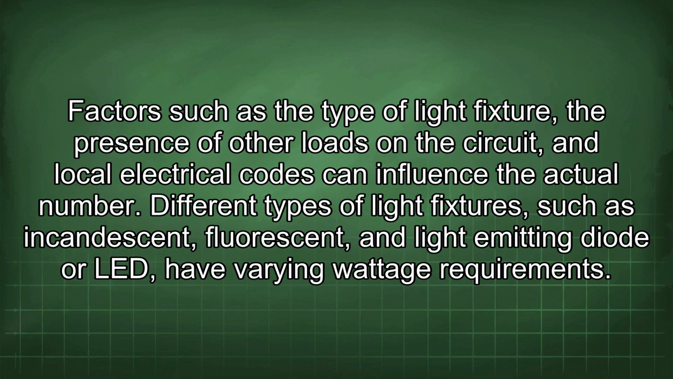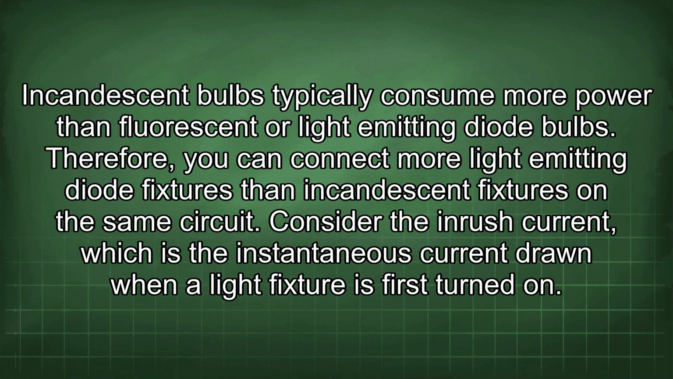Factors such as the type of light fixture, the presence of other loads on the circuit, and local electrical codes can influence the actual number. Different types of light fixtures, such as incandescent, fluorescent, and light-emitting diode or LED, have varying wattage requirements. Incandescent bulbs typically consume more power than fluorescent or light-emitting diode bulbs. Therefore, you can connect more light-emitting diode fixtures than incandescent fixtures in the same circuit.